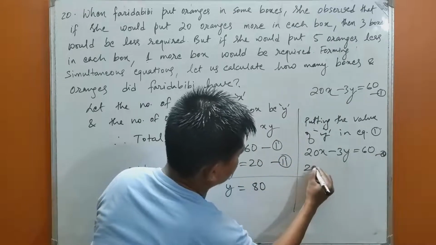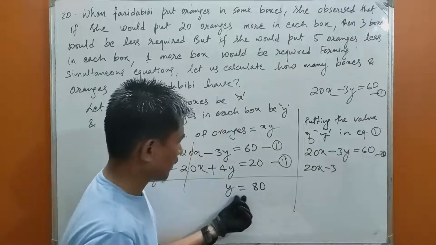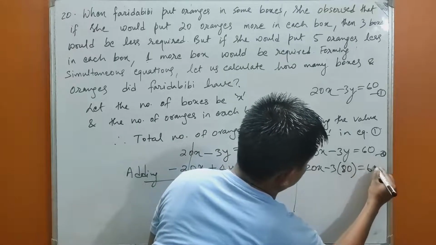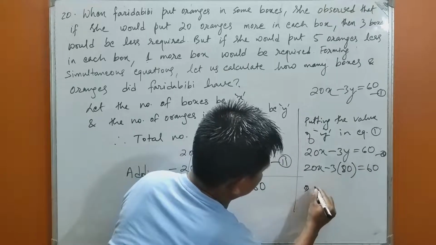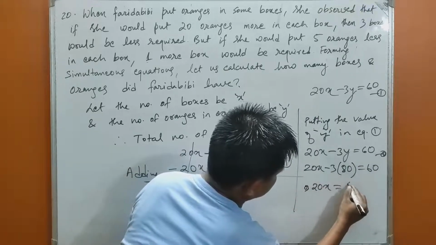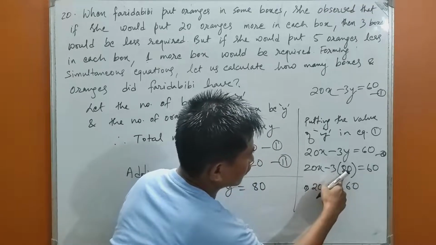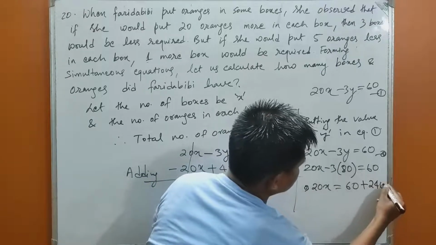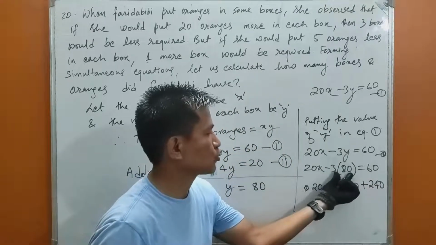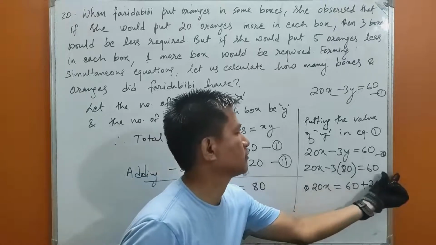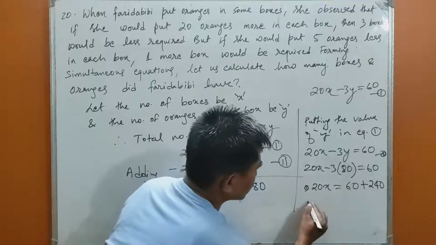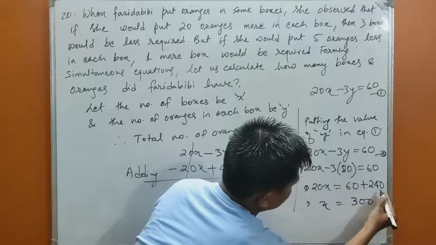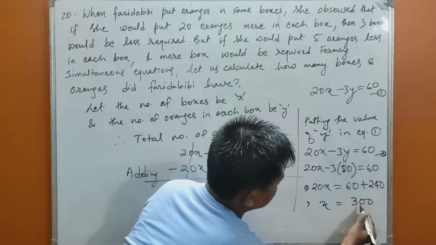So 20x minus 3y is 80. Instead of y, I write 80, equal to 60. Or 20x equal to 60 plus 3 times 80, which is 240. The minus 240, if you take it to the right hand side, becomes plus 240, isn't it? So x equals 240 plus 60, which is 300, I think so. 0 plus 0 is 0, 24 plus 6 is 30.